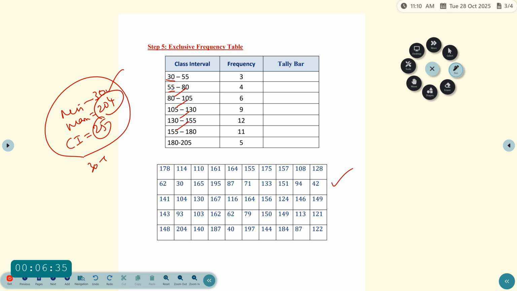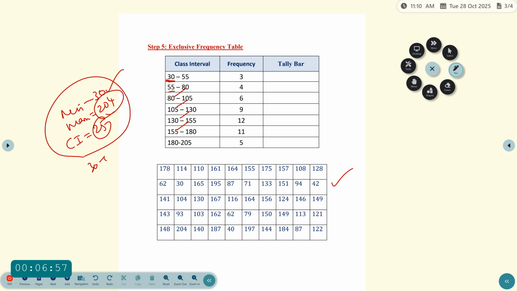The last value is 204, so we stop at this step. No need to extend this table because our maximum value is 204; we never need the next data. So we start from the minimum value, 30 to 55. The class interval is 25, so the first interval includes 25 possible values. Similarly up to the last interval.